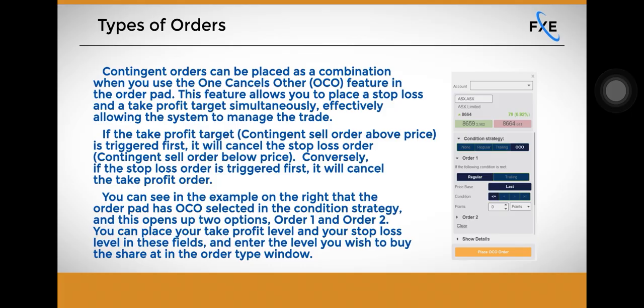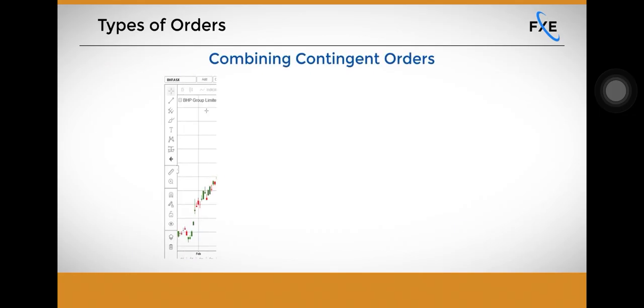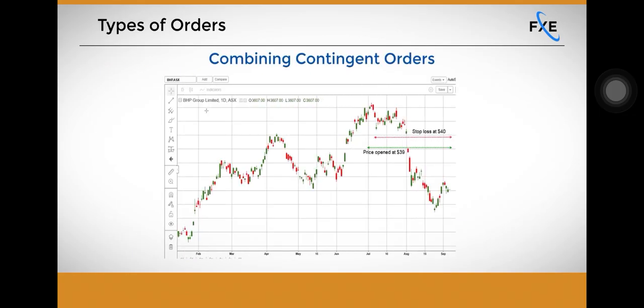You can see in the example on the screen that the order pad has OCO selected in the condition strategy, and this opens up two options, order 1 and order 2. You can place your take profit level and your stop loss level in these fields, and enter the level you wish to buy the share at in the order type window. It is important to remember that placing a contingent sell order as a stop loss doesn't necessarily guarantee the level will protect your position at that exact price. There are times when a share may open lower than your stop loss level on market open, where your trade will execute at the first available price, as you can see in the example on the screen.